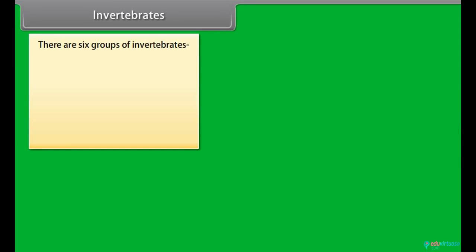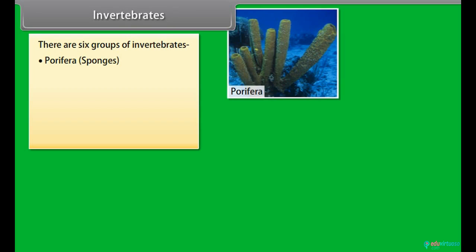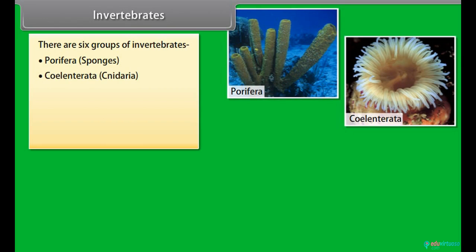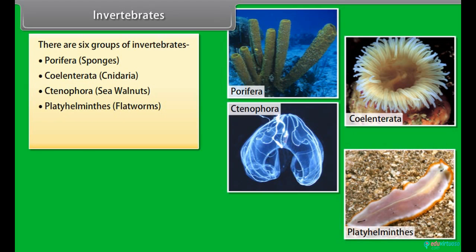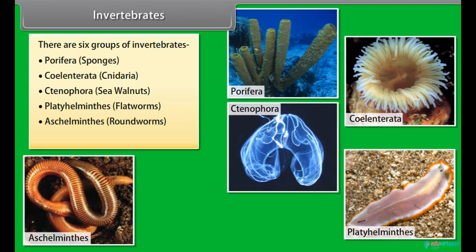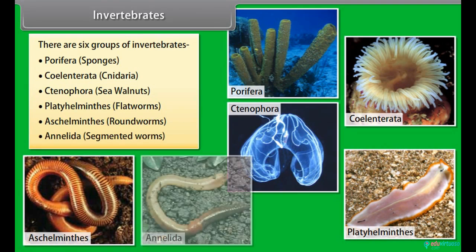There are 6 groups of invertebrates. They are Porifera, for example sponges; Coelenterata, for example Cnidaria; Ctenophora, sea walnuts; Platyhelminthes, for example flatworms; Aschelminthes, for example roundworms; and Annelida, for example segmented worms.